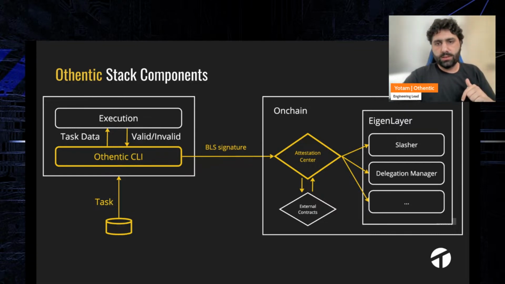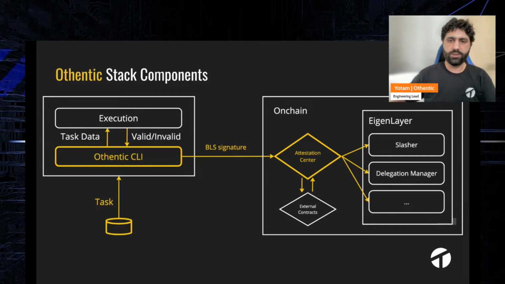Once a task is validated, the Othentic CLI will generate an attestation, and later on, it will aggregate all of these attestations using some BLS scheme and submit them to a contract we call the attestation center. The attestation center is responsible for managing all of these tasks that come on chain, and it will interact with the EigenLayer protocol wherever it's necessary. In addition, it will also interact with these external contracts that you might have optionally deployed.